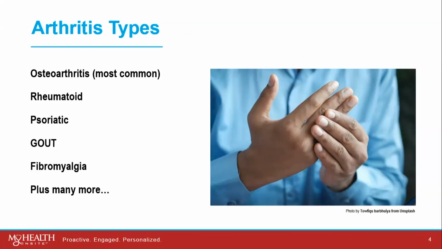Fibromyalgia is associated with widespread musculoskeletal pain. And there are some other common ones, including ankylosing spondylitis, which affects the spine. Childhood arthritis is a common one, as well as lupus. And there's many, many other ones too. But for today's presentation, we're going to focus on dietary guidelines for the most common sources of arthritis.